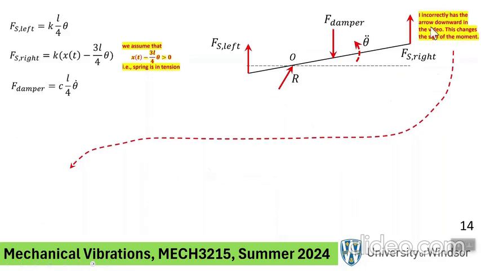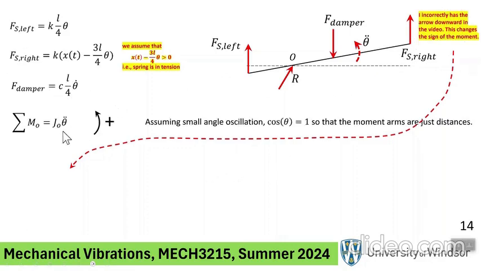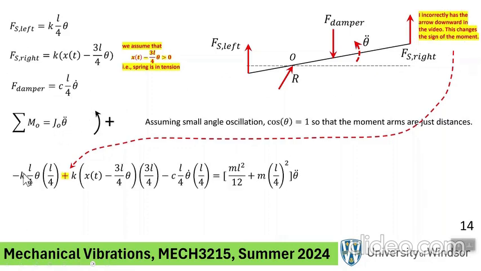Please ignore this highlighted item. So we write the moment. Remember that this guy gives you a negative moment. This guy gives you a positive moment right there. And damping is also going in the opposite direction to theta, and therefore negative.